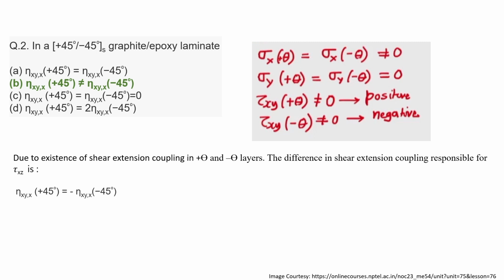Both of these values will be equal in magnitude, but one value will be the negative of the other. So for this option, the eta value for plus 45 degree will be the negative of the eta value for minus 45 degree. The options are either they are equal, or they are equal to 0, or non-equal, or equal to 2 times. As it is the negative of the other, it is not equal. That's why option B will be the correct one: the values for plus and minus 45 degree are not equal, and one value is the negative of the other.